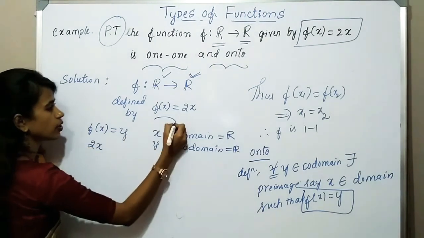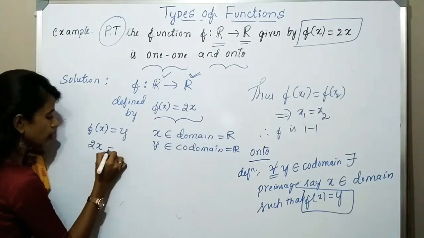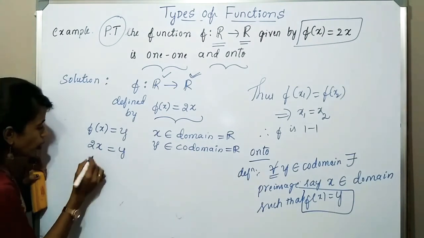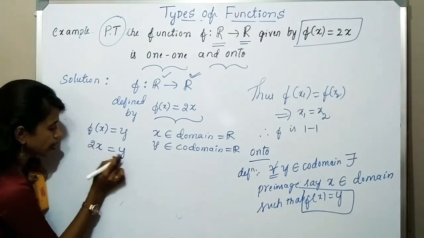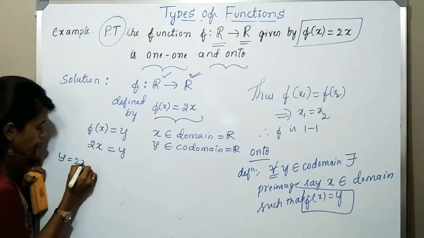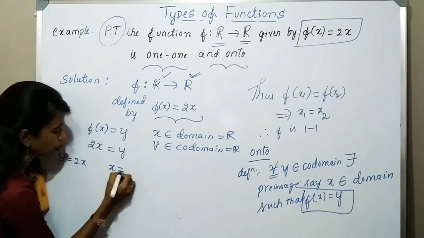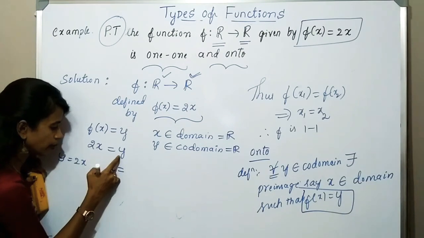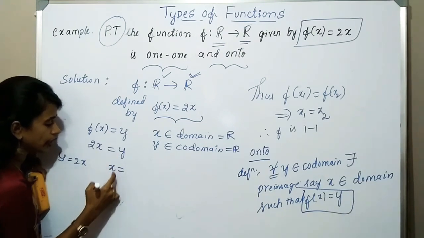So what is the definition of f of x? F of x is 2x, this is given, which is equal to y. So now, f of x is equal to 2x is equal to y, it means y is equal to 2x. That's okay. What about x? X is equal to what? 2 into x is equal to y, means x is equal to y divided by 2.